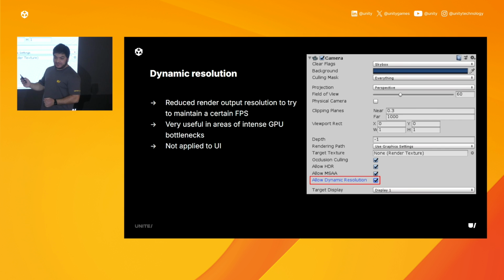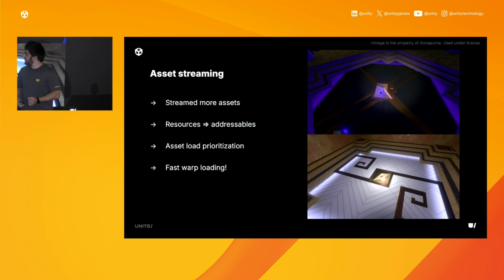One awesome thing about this is that while we had to implement this solution in the built-in render pipeline in Unity 2019, Unity 6 has this ability built in, in all of the render pipelines. So you can use this straight out of the box. I'll pass it back to Gus to talk about asset streaming.